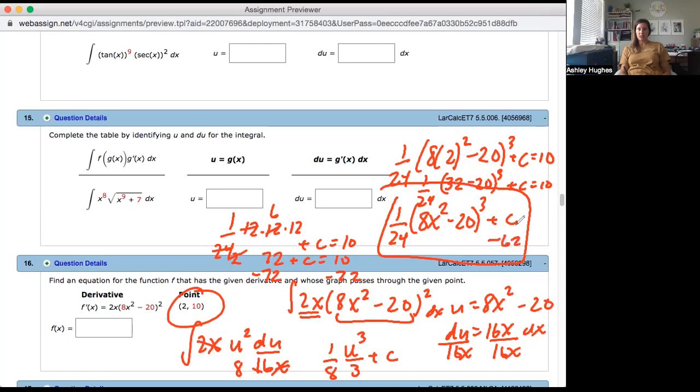I got negative 62. So I would write 1 over 24, 8x squared minus 20 cubed. And then instead of c, I write what I got when I solved for c, negative 62. It should work out that if I plug in 2 and simplify this, I get 10.